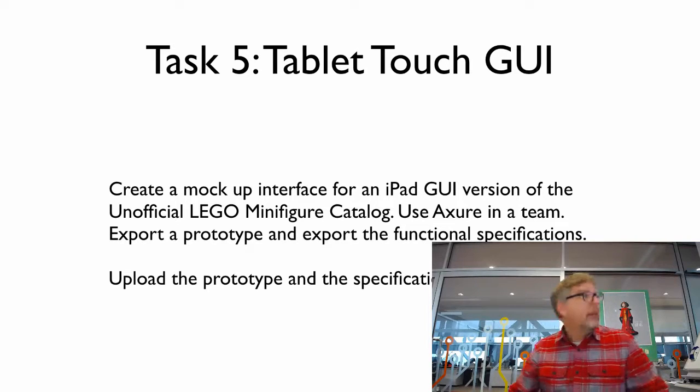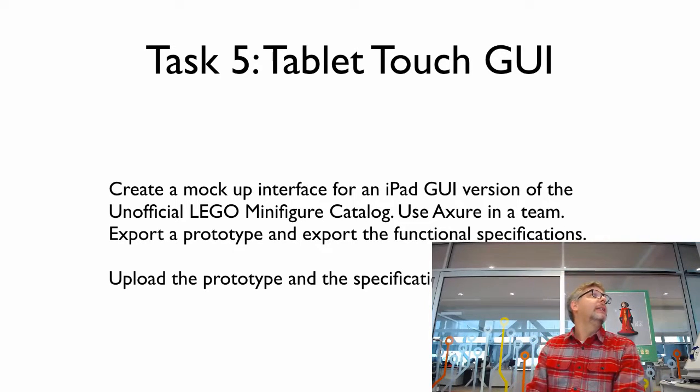The task for next week will be to do a very simple tablet touch graphical user interface. And to keep things simple, I would just like you to do a different version, hopefully a better version, of a little app that I created myself, which is called the Unofficial Lego Manufacturer Catalog. It's available for free, so you can just download it, have a look at it, and then do it better. It's a very simple data-driven application.